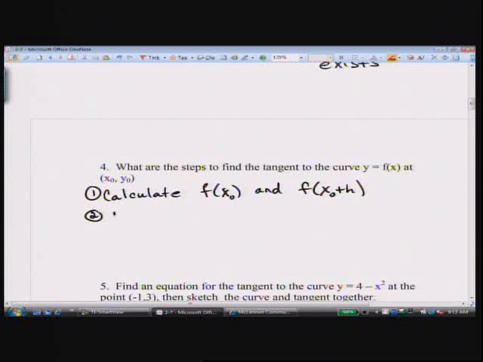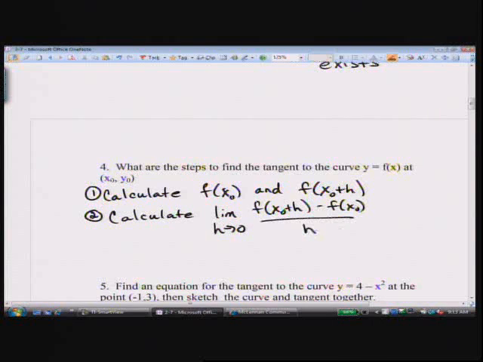Then you are going to calculate the limit as h goes to 0 of f of x naught plus h minus f of x naught all over h. You're going to get a number. And then finally, if the limit exists, the equation of the tangent line is, this is exactly your slope.